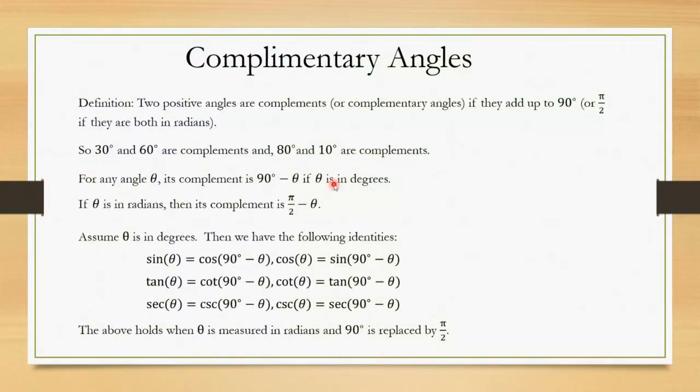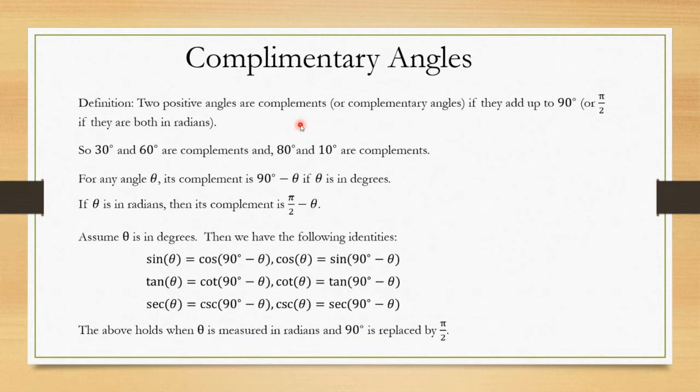That's all they are by definition, and they have to be positive. So two positive angles are considered complements or complementary angles if they add up to 90 degrees, or if they're both in radians, they add up to pi over 2 radians. Again, that's just a definition.